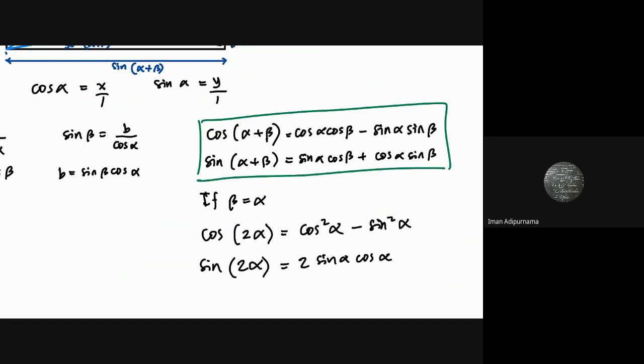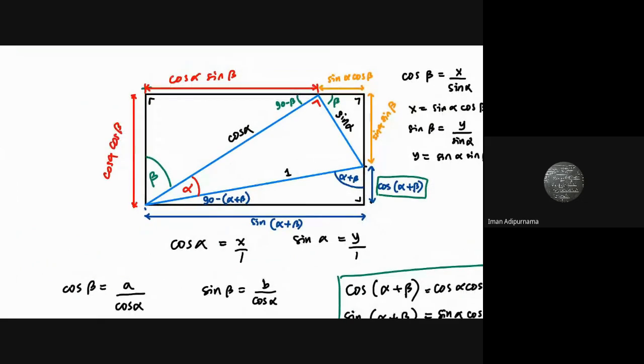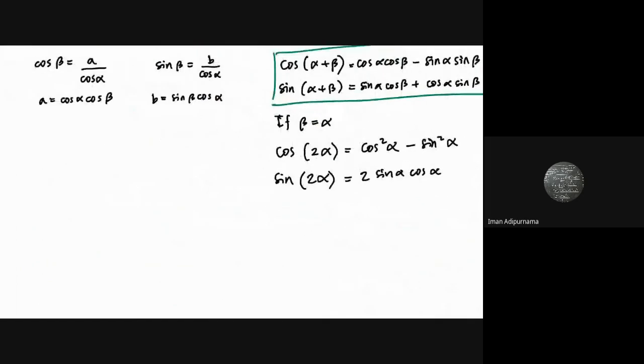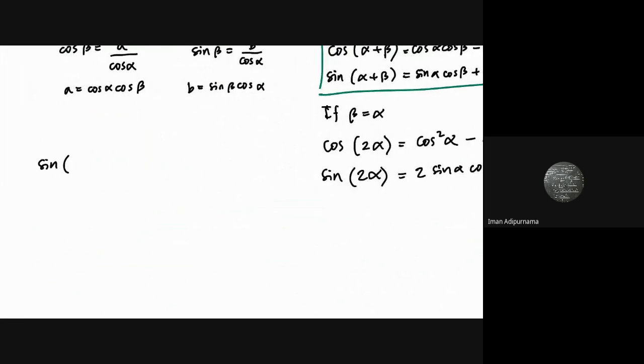so from those rectangles we have our proof through some geometrical shape. Okay, and then through some formulations we can also find that sine alpha minus beta is sine alpha cos beta minus cos alpha sine beta.